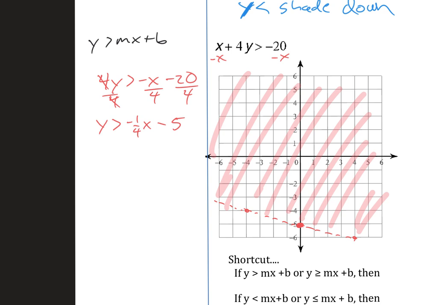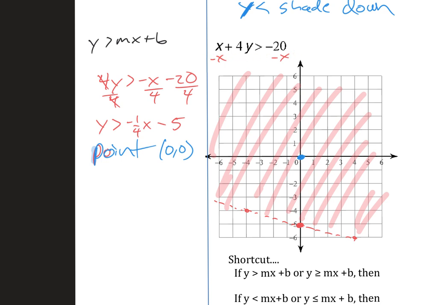Now, I want to show you another thing that you could do to check this. Another way to figure out where to shade is you can just use a point. And the best point to use when you can is the point 0, 0. So we're going to use the point 0, 0, and we're going to check it in this equation. You could check it in this one, or you could check it in this original one. I'm going to check it in this original one.